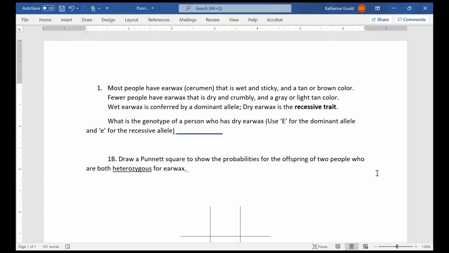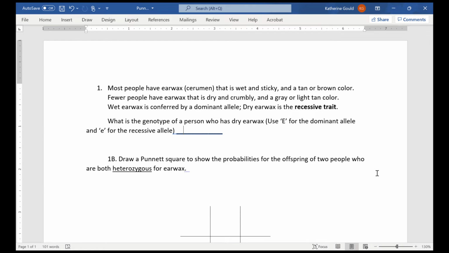So this question asks about earwax, technically called cerumen. Most people have wet and sticky earwax that's kind of a brown or tan color. Some people have earwax that is dry and crumbly and a gray or light tan color. Wet earwax is conferred by a dominant allele. Dry earwax is the recessive trait. And then the first question is, what's the genotype of a person who has dry earwax?